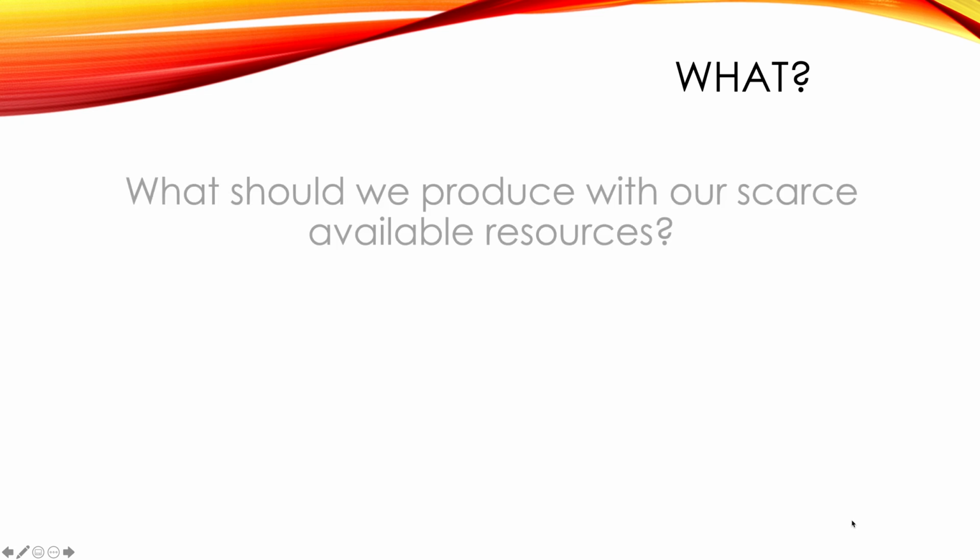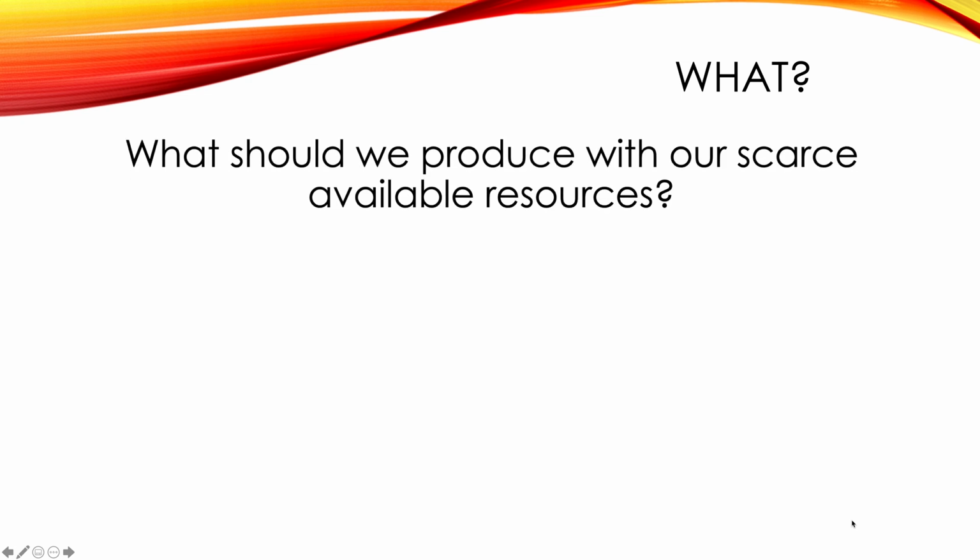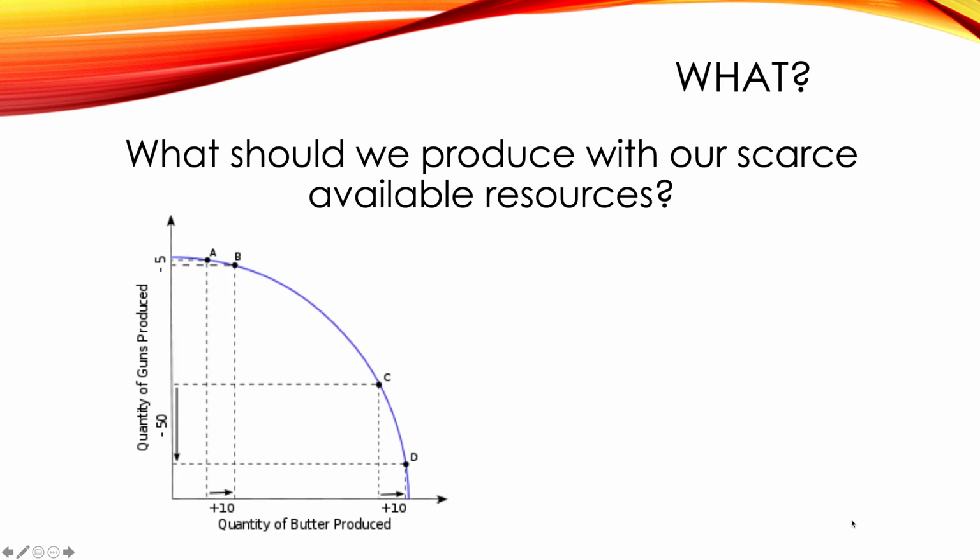So the first question is what? Meaning, we've got some scarce available resources in our country, in our economy. What are we going to make with them? And we've seen this in a previous video where we looked at something called a production possibilities frontier. In the production possibilities frontier, we boiled it down to an economy can produce one set of goods or another set of goods, or we summarize it as guns or butter. Guns representing military goods, butter representing consumer goods.